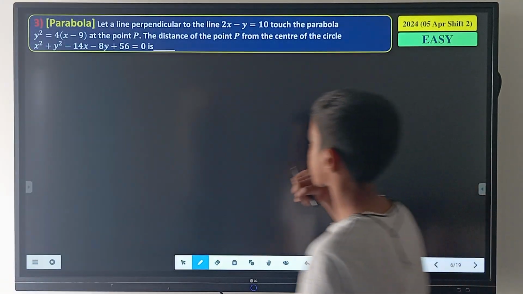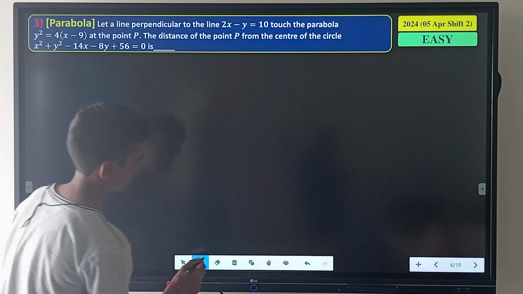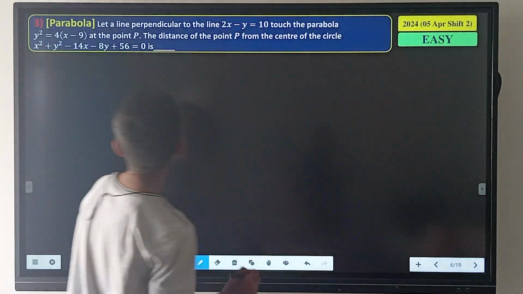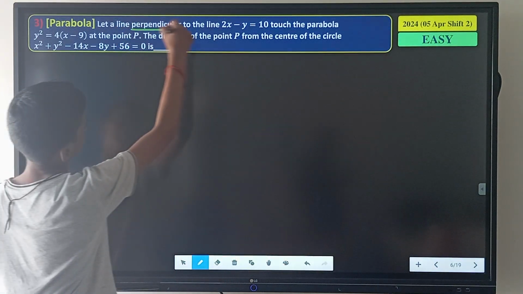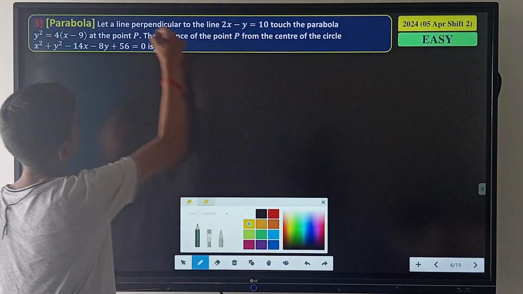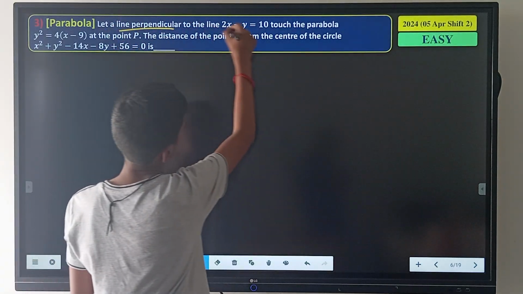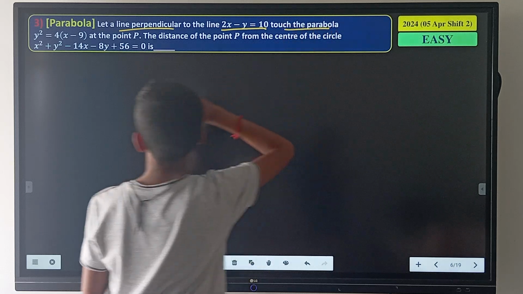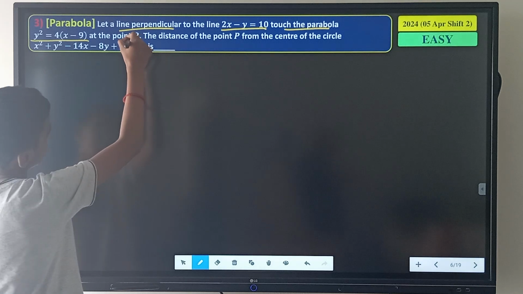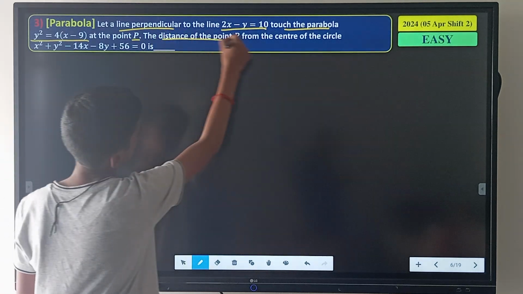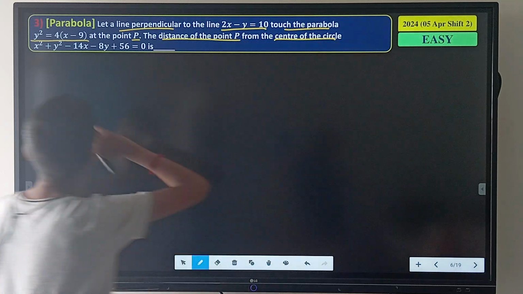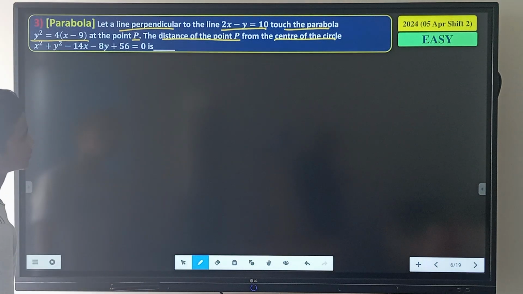Here is our next question now. Now this question says, let a line perpendicular to this line touch the parabola y square is equal to 4x minus 9 at the point P. The distance of the point P from the center of this circle is.